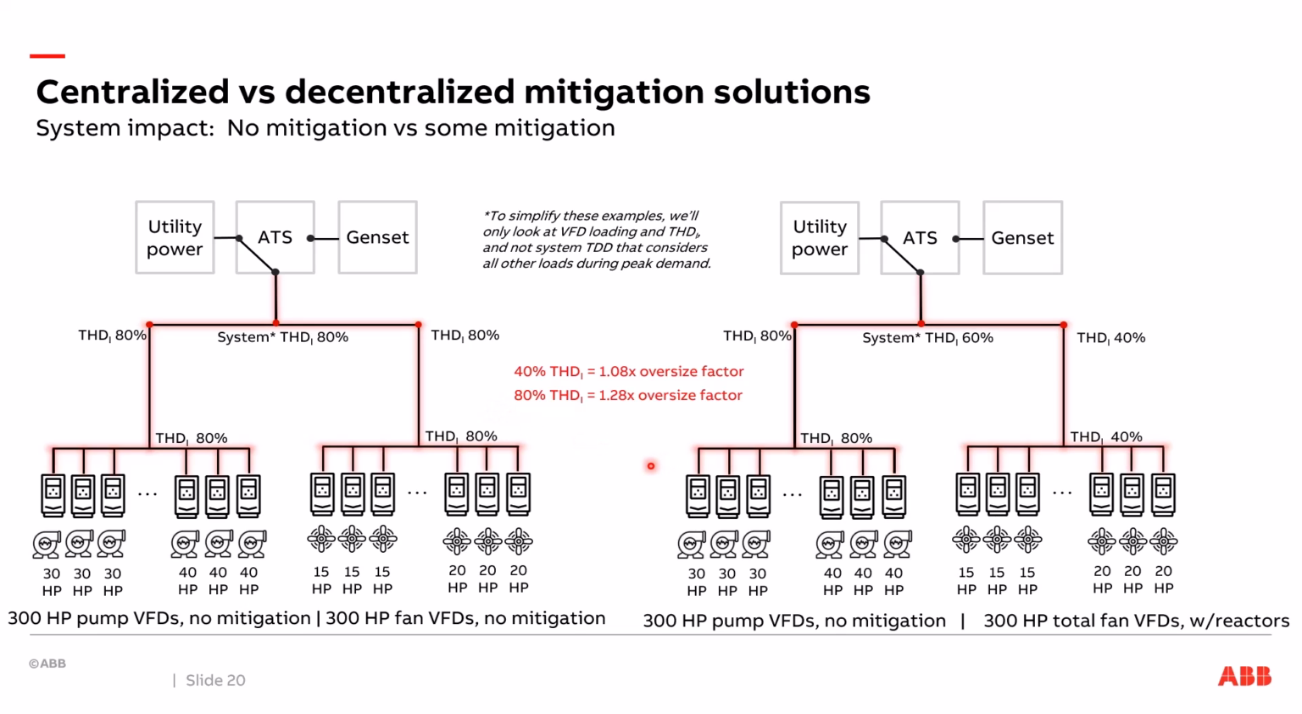So I'm going to add another example, very similar. I'm not going to touch the drives here on the left, but I will add reactors to the drives on the right. So I still have my 80% current distortion coming up to here. I've got 40% current distortion here because I added reactors. I've got drives with DC bus chokes built into them. And now I've got 40% and 80%, so overall it averages out to 60% because I like easy math. That's why I made everything 300 horsepower here and 300 horsepower here, so I can average those together. You can see I still have to oversize, but that oversize is smaller. It's a 1.08 times oversizing factor.